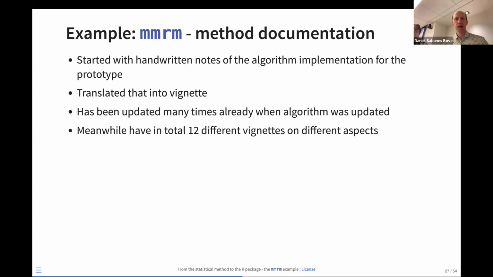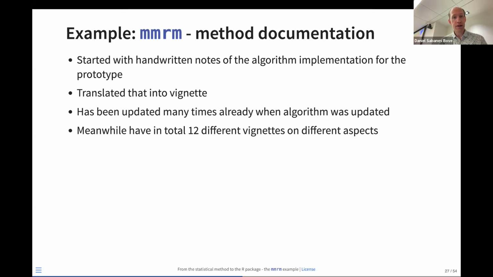Great, thanks, Doug. Yeah, so in mmrm, the method documentation, again, is very important. It started with some handwritten notes of the algorithm that actually implements the prototype. Really, how is this log likelihood calculated for this mmrm? How is it different if we have a restricted maximum likelihood estimation? Because then we basically need to integrate out the fixed effects parameters first, right? So we're only left with the covariance parameters.